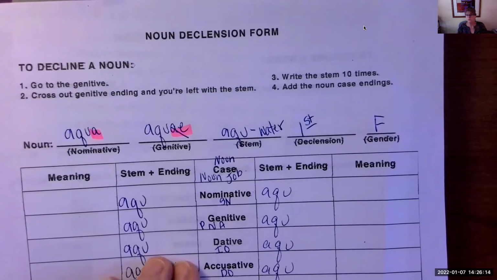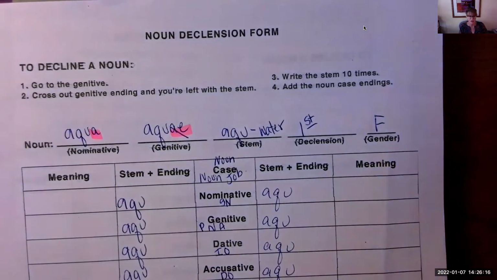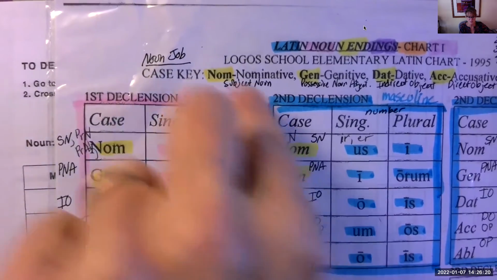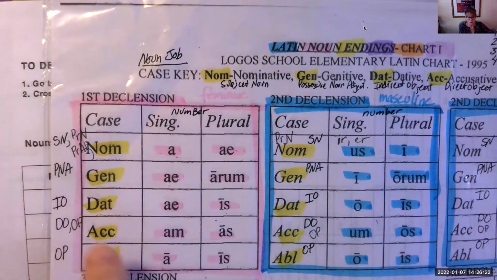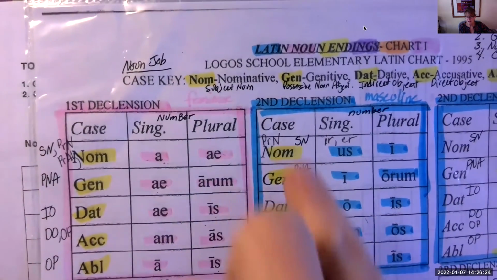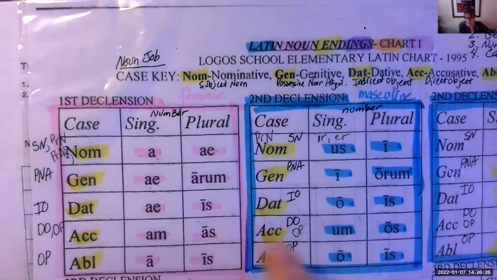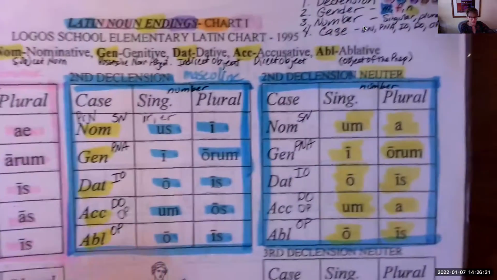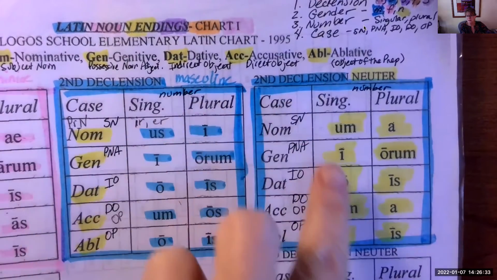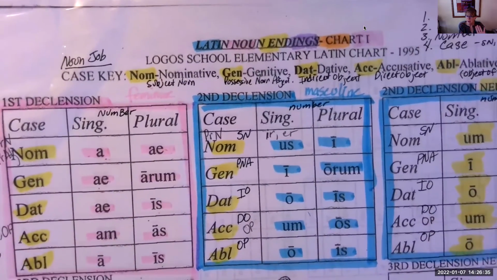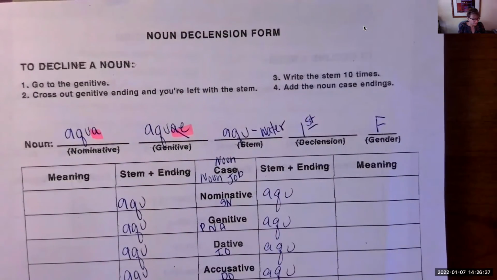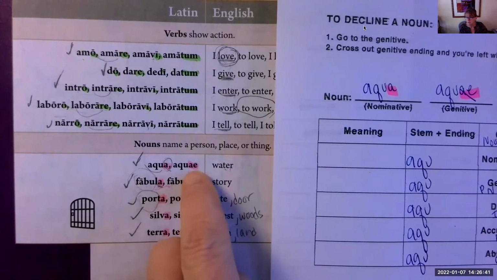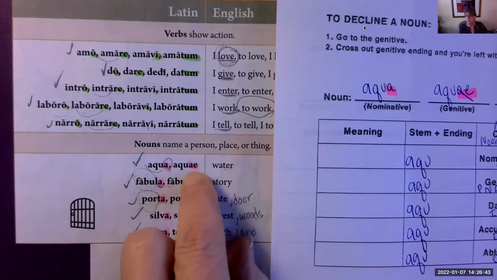Well, depending on which kind of noun we're doing, right? And we're doing a first declension, I'm going to use all of these endings. In chapter 6 and 7, we learn about second declension. 8 and 9, we learn about second neuter, so we're going to use these endings. But Latin is all about stems. You get your stem from your genitive. Go to the genitive. Cross out the genitive ending, and you're left with the stem.